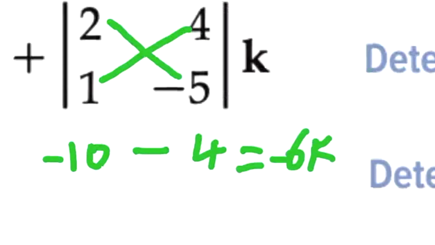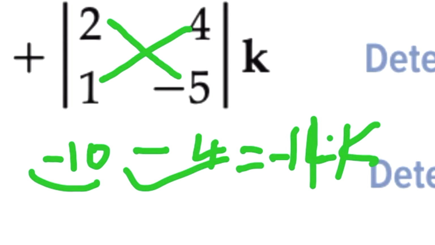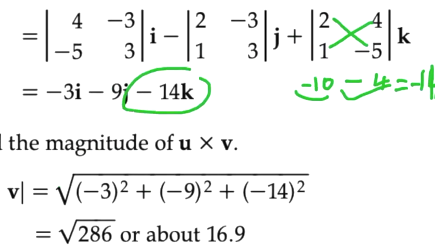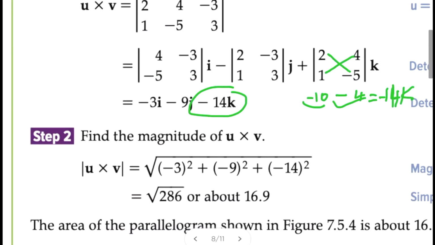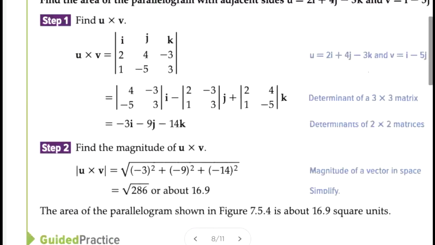Yes. Minus 10 and minus 4. How silly I've been. Minus 10 and minus 4 is negative 14, so you get negative 14k. Okay, that's it. After you do this, you have finished the cross product. You need to find the magnitude, the magnitude of this vector, u cross v.